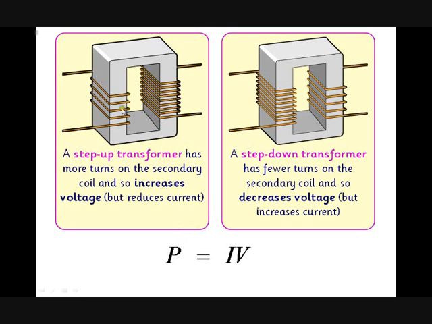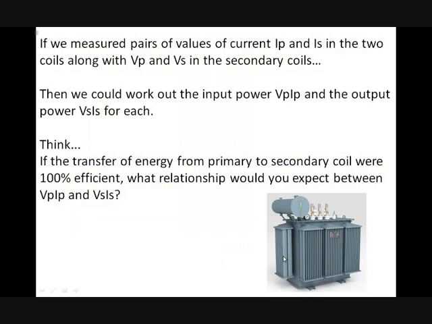So if we've got power in is approximately equal to power out, then if we increase the voltage, from this formula here, if V goes up, to keep P constant, we must reduce I. So an increase in voltage will lead to reducing current, and a decrease in voltage will lead to an increase in current, because power needs to remain constant.